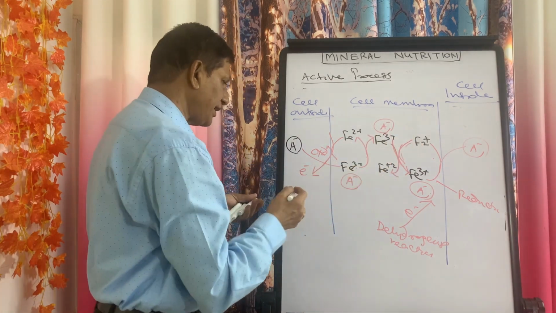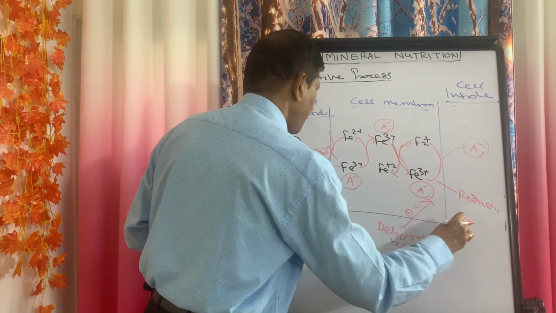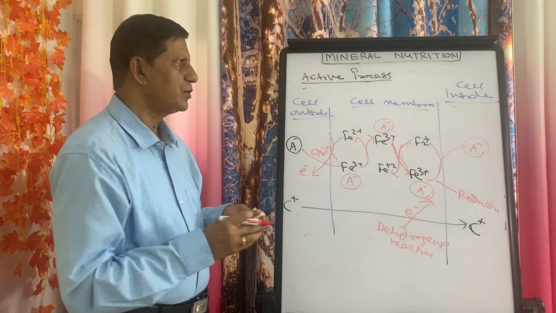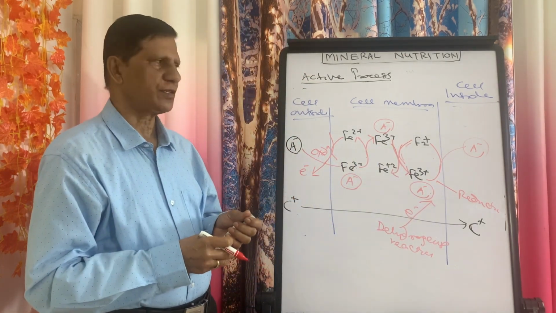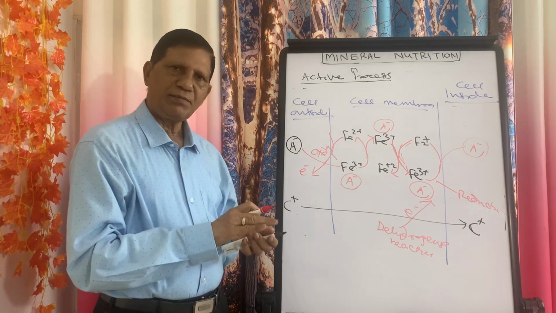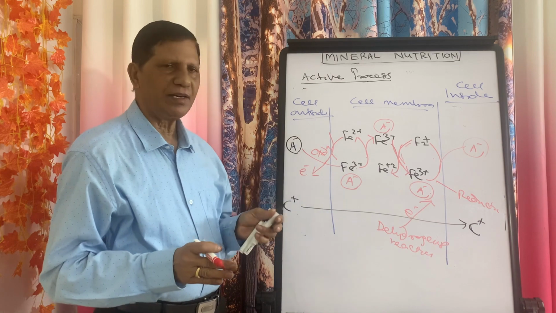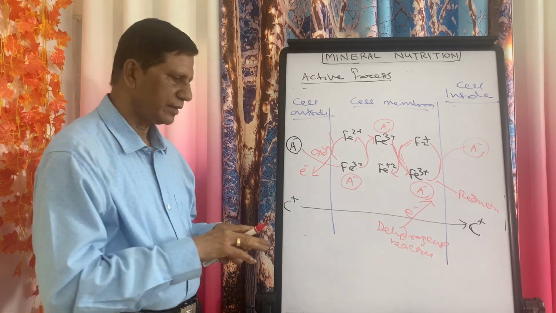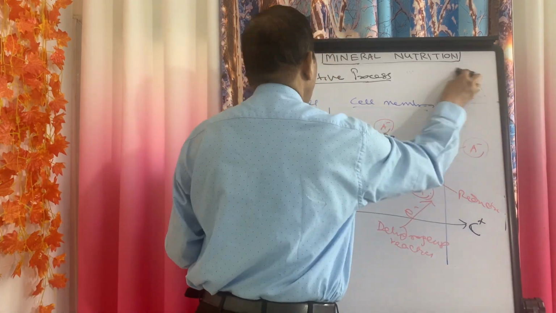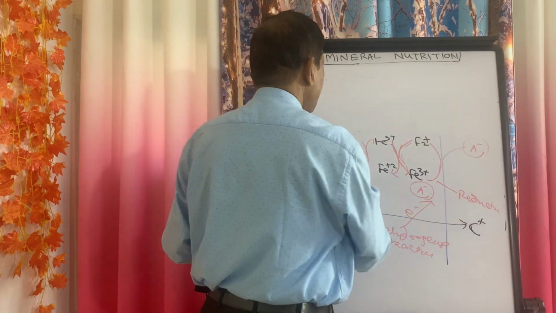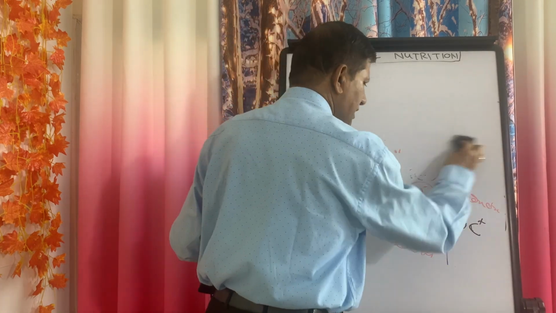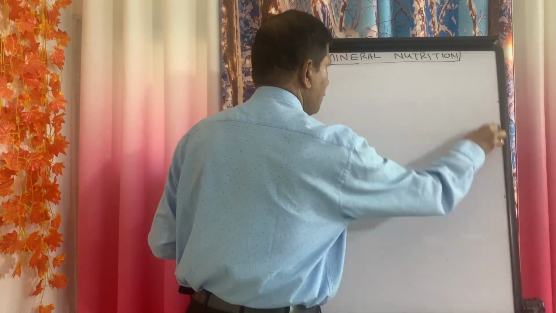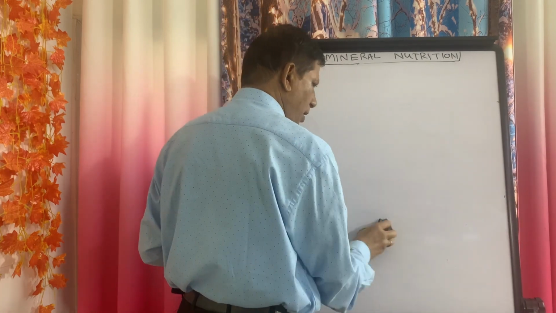Only the anions move in this process; the cations move passively simply to maintain the balance. So this is what is known as the active process. Now both passively but mostly actively, the ions are absorbed by the cell. Now how they will be translocated upwards, that we have to discuss. Usually the translocation of these minerals upwards takes place through the xylem, because xylem is the conducting element through which both water and minerals go upward.